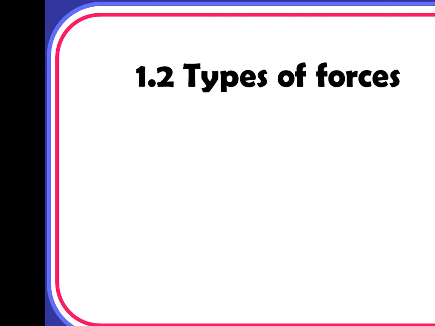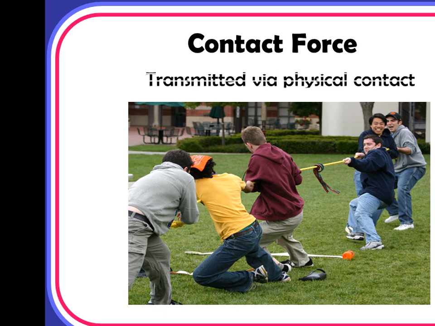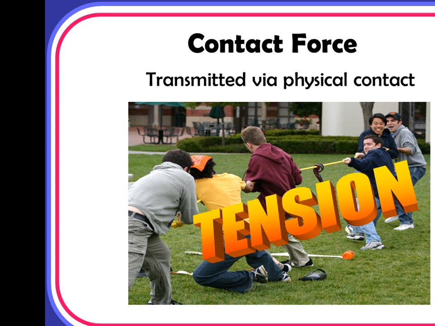Types of forces. There are mainly two types of forces. All the forces that we encounter can be classified as contact force or action at a distance. A contact force is one that is transmitted via physical contact. In this example, there are two groups of people playing tug of war. The object here is the rope. They are pulling the rope, so they are in contact with the rope. The contact force we are talking about is the tension.